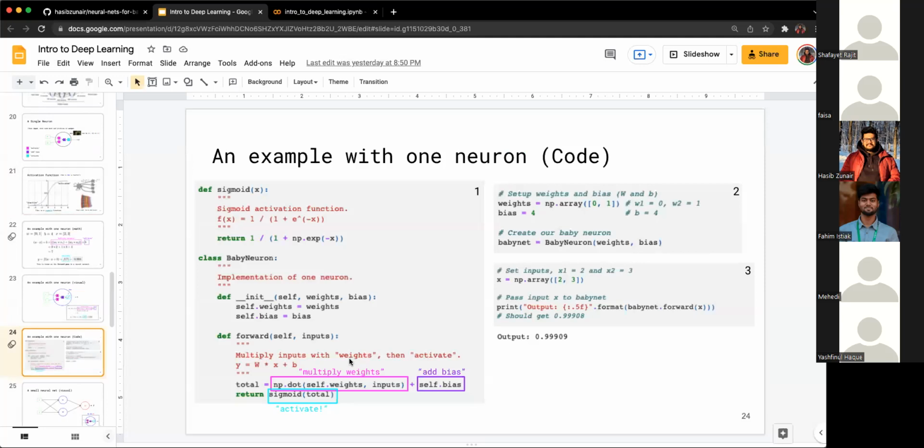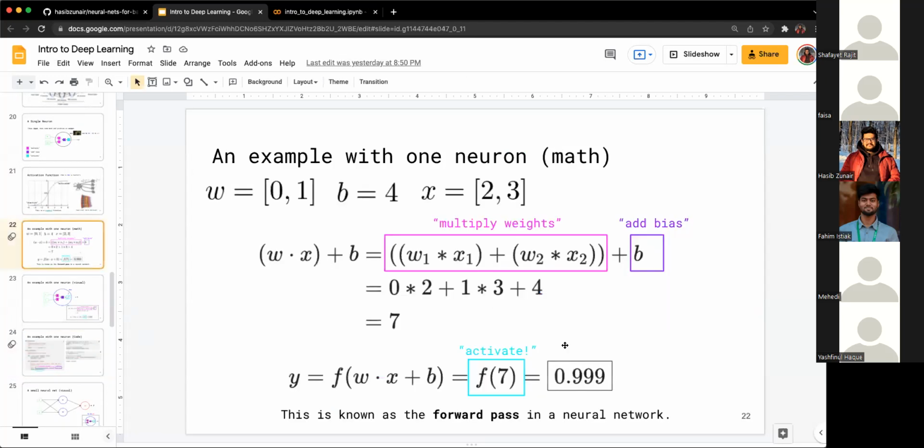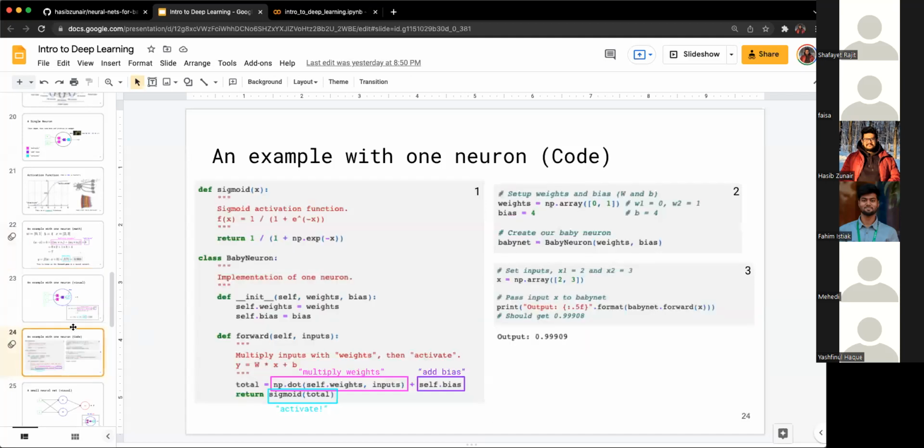So you can see how these things are connected: you multiply the weights, add the bias, and you activate. And on the right, you would see that we're assigning the weights, we're setting it to 0 and 1 in this example. We also set the bias to 4, and then we initialize our network, or in this case, it's just a neuron, right? It's not a network. Then lastly, we feed it the inputs, which is going to be 2 and 3. And you can see the output is 0.99, which is exactly what we did by hand, right? So you can see how this one neuron works, one neuron in action.